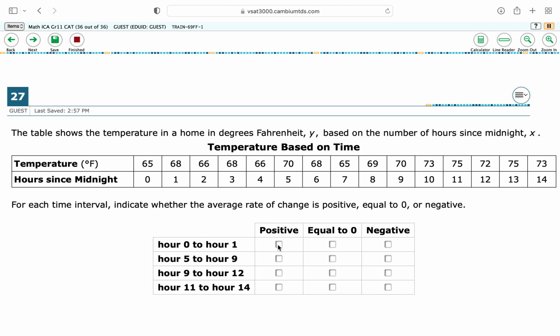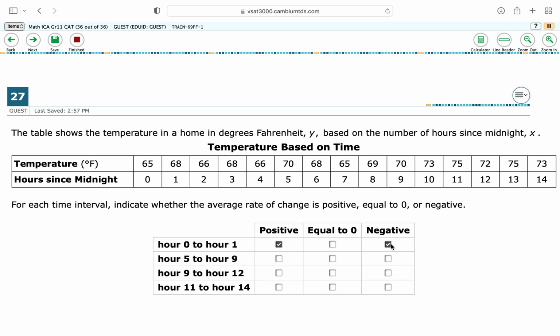What I want to point out that's kind of tricky on the ISAT is, let's say the first one, from 0 to 1, is a positive increase, which it is. So I'm going to put positive, but what if you accidentally put negative as well? Could you move to the next problem? I haven't even answered these other ones, and I put 2 on one of them, and you could actually move to the next problem. It would allow you to.